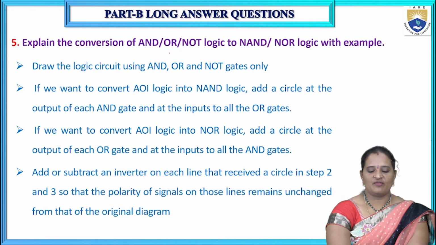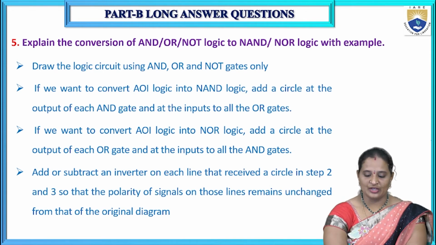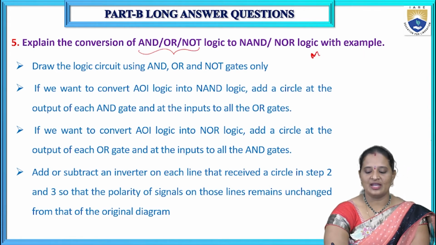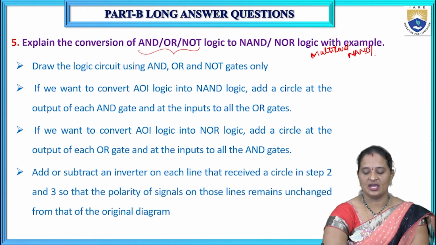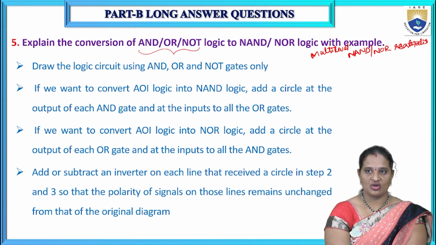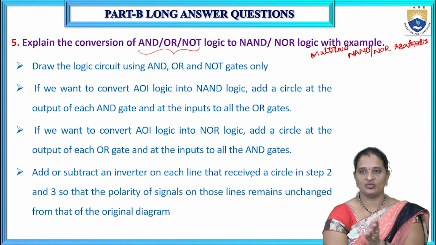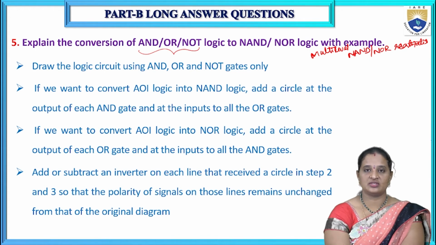Explain the conversion of AND or NOT logic into NAND or NOR logic with examples. So what does it mean? It is nothing but multi-level NAND or NOR implementation, that is, multi-level NAND or NOR realization. For this question you need to answer this one. We need to first mention the steps of converting any AND or NOT logic into NAND or NOR logic. So these are the steps here.